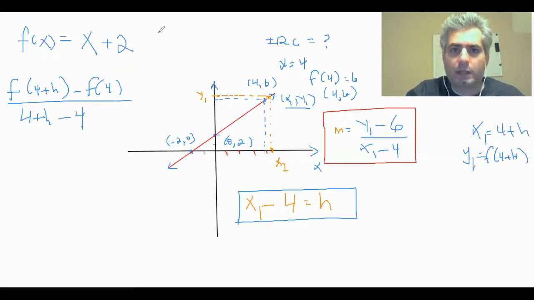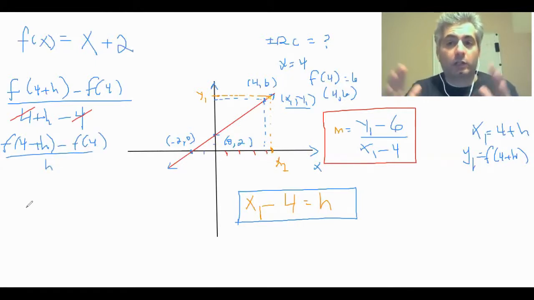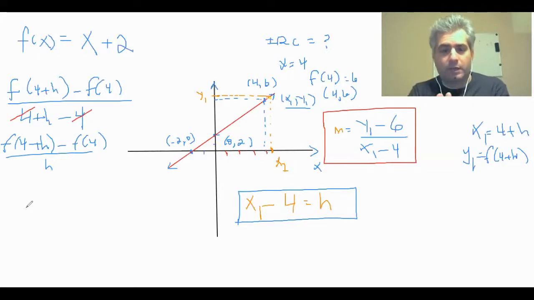So now we can see that the 4's cancel in the denominator, and what's left is f of 4 plus h minus f of 4 all over h. Okay, now we're trying to close that gap where h becomes closer and closer to 0. So we're using something called the limit, where h gets close to 0. It's almost going to become 0.